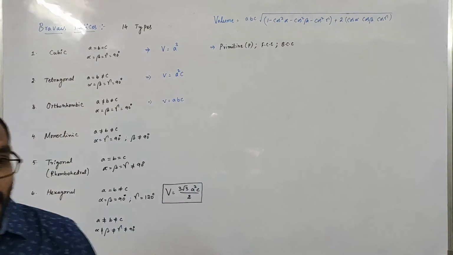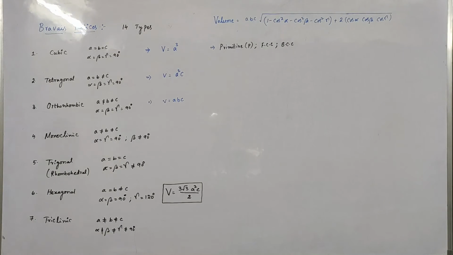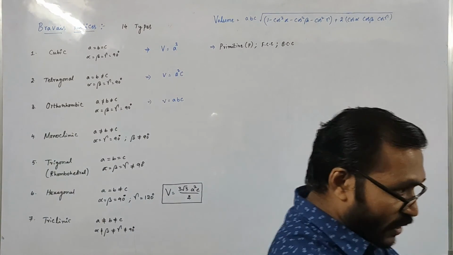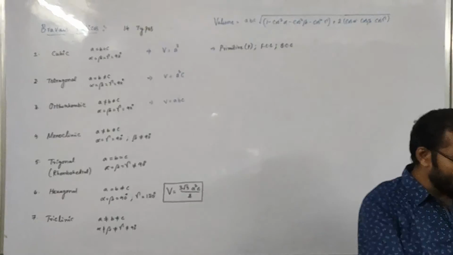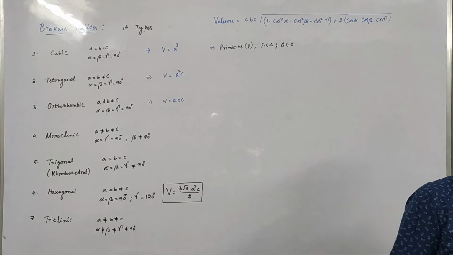Reason? End centered cubic means you will have face centers only at top end and bottom end. So when I am arranging the next unit cell, I can change the direction of it. If I change the direction of it, what happens? Instead of top and bottom, I will get left, right, or front, back. So these both unit cells are not similar. If the unit cells are not similar, we cannot call them as units.